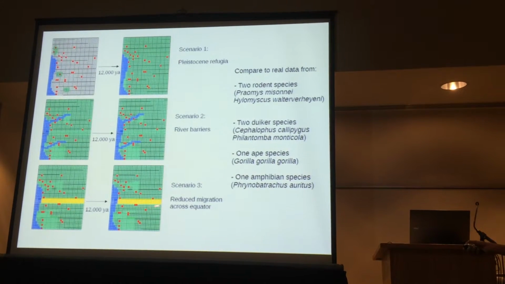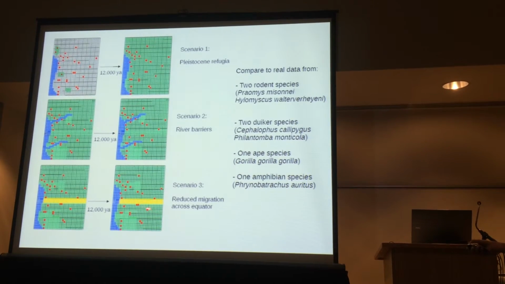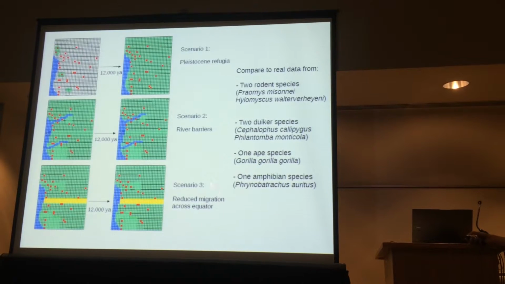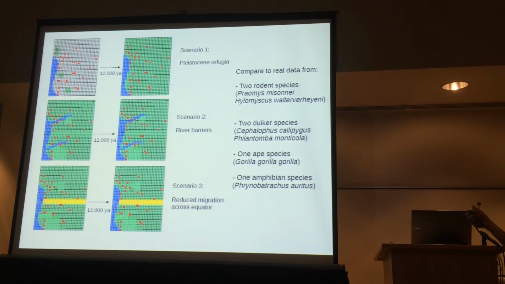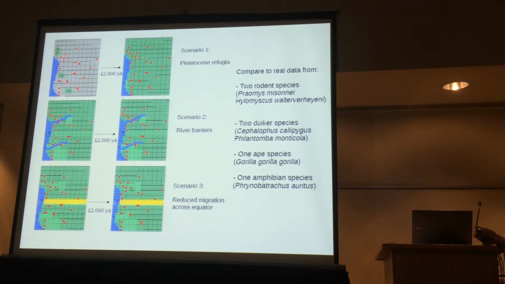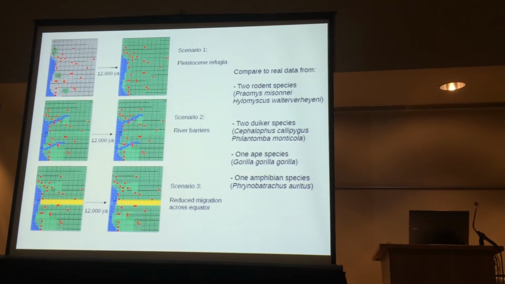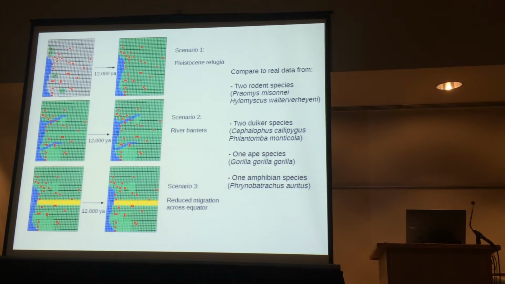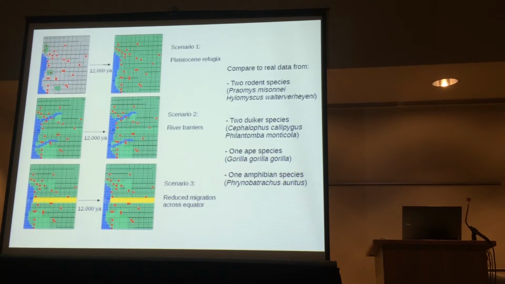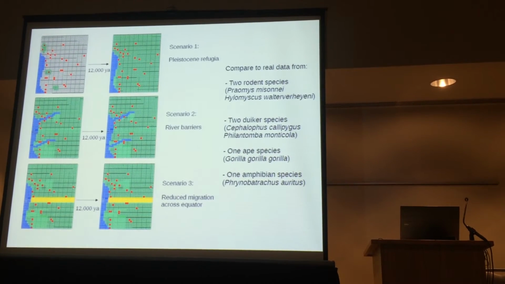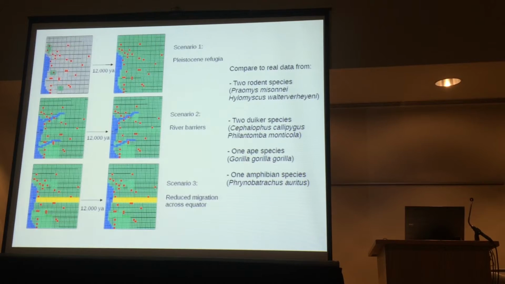Basically, due to the equator effect, the dry seasons in this region south of the equator correspond to the rainy seasons north of the equator. So you have a seasonal inversion effect that takes place over quite a short geographic distance. I'm comparing these, and also you can combine these models. So you can have, for example, Pleistocene refugia with a river effect, Pleistocene refugia with an equator effect, etc. I'm simulating genetic data under each of these scenarios and comparing it to real data from a number of different species: 2 different rodent species, 2 duiker species, which are small forest antelope, 1 ape species, and an amphibian too.